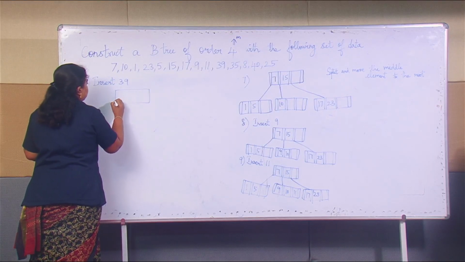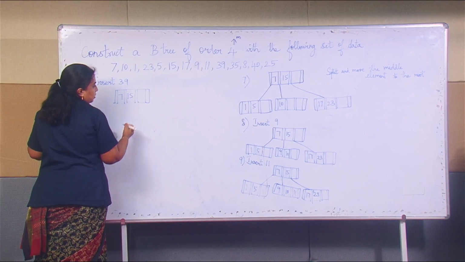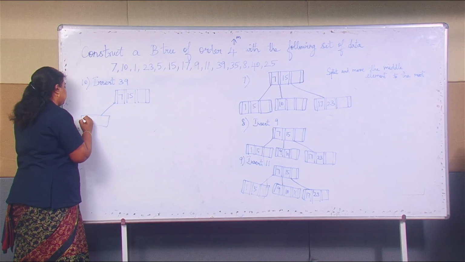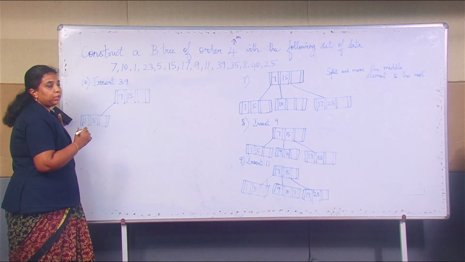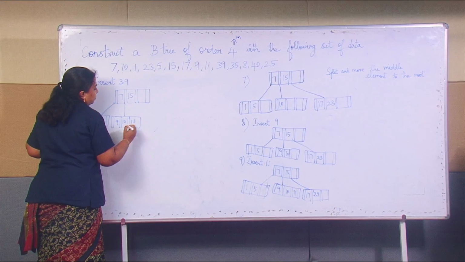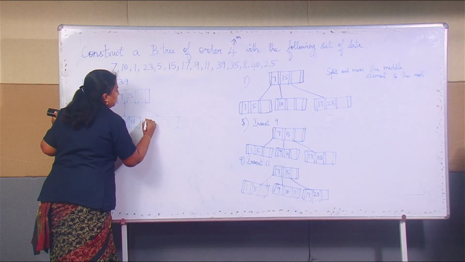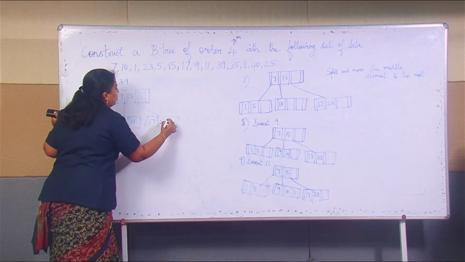Root node will be same 7, 15, and on the left hand side of 7 we have 1, 5, and between 7 and 15 we have 9, 10 and 11. Then after 15 the value 17, 23 followed by the new value 39.